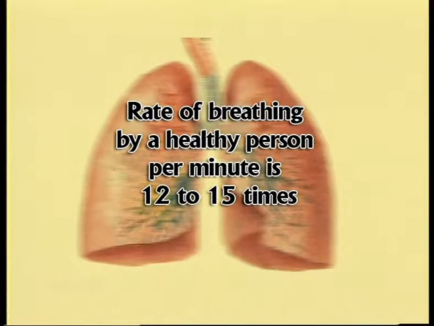In an adult healthy person, the rate of breathing per minute is about 12 to 15 times. In the ideal condition, we will consider 12 breaths per minute in an adult healthy person. That is, the time taken in one breath is 60 seconds upon 12, that is 5 seconds. 2 seconds are taken by inspiration and 3 seconds by expiration. In a human infant, the rate of breathing is 44 times per minute.